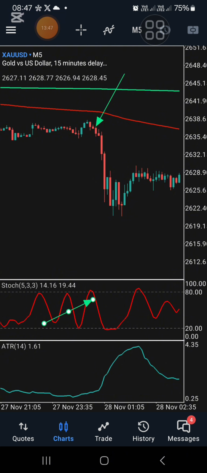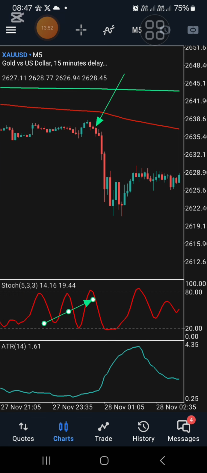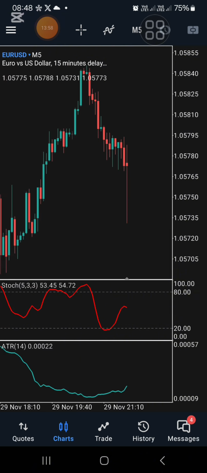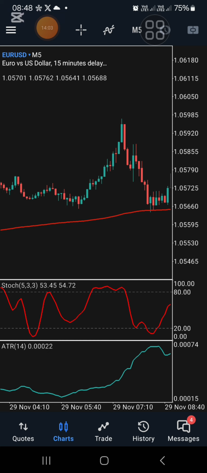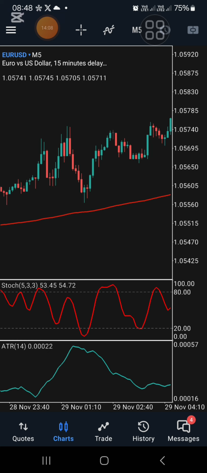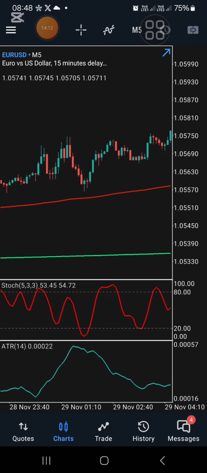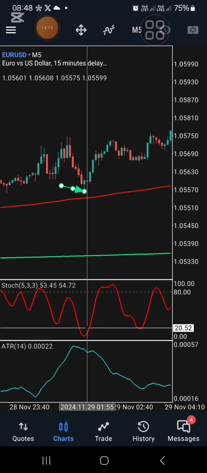Let's quickly look at an example in Euro USD. Okay, we're now on Euro USD. We're looking for a buying opportunity. For example, here we had a perfect example. You see, all the candles are above the two lines, and here we had the crossing above the 20 around here.